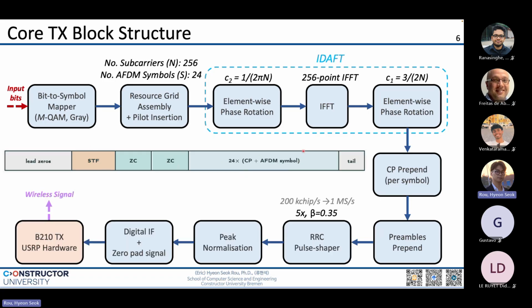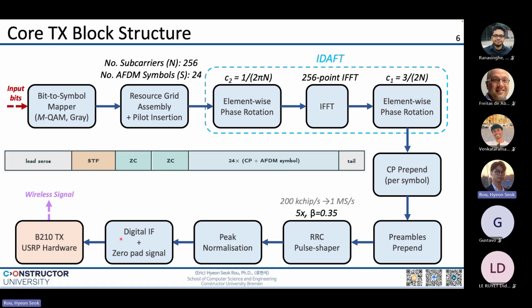And then on top of that, we have now the pulse shaper. I use the RRC filter with an oversampling of 5 times. So we go from 200 kilochips after the preambles, then to the 1 megasamples per second that we have denoted before between the Matlab and the USRP. This is the parameterization of the roll-off filter. And then we just perform a peak normalization such that the maximum is normalized to 1.